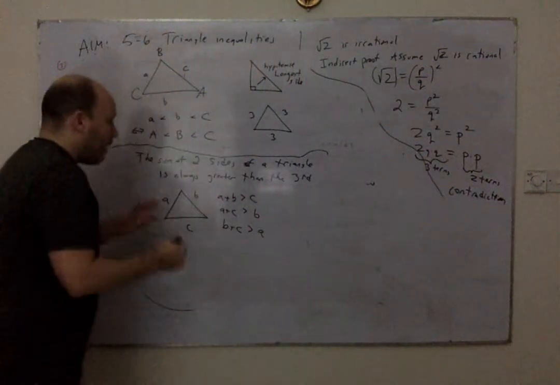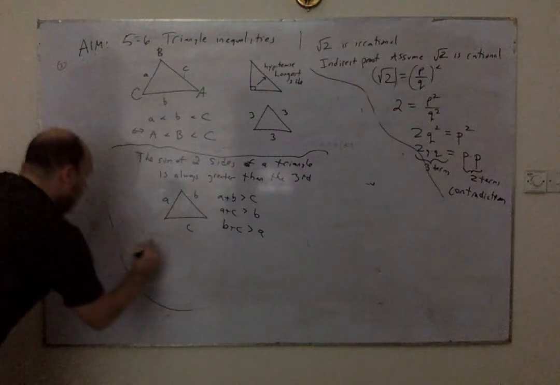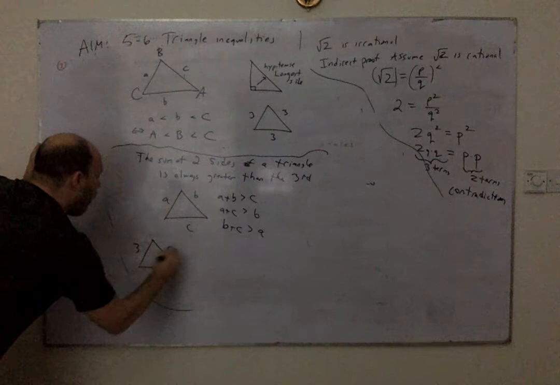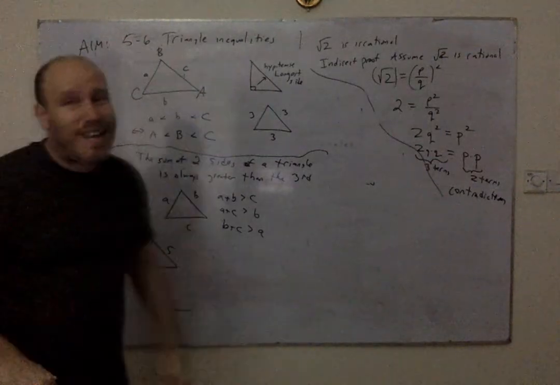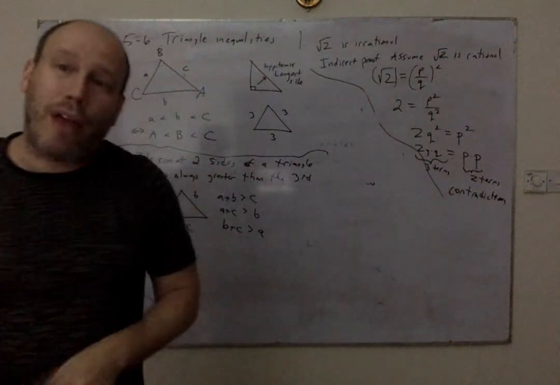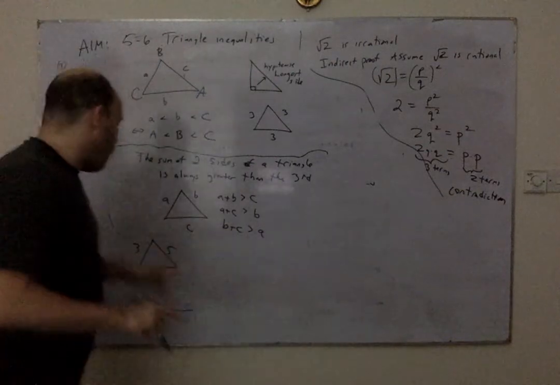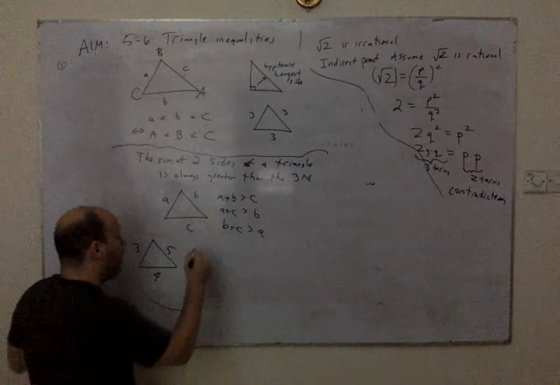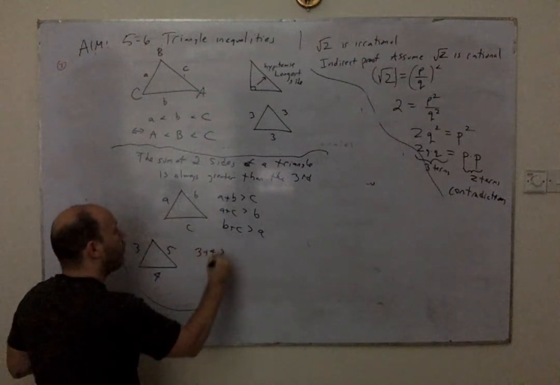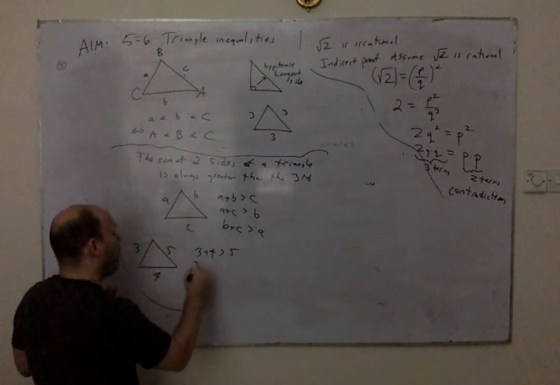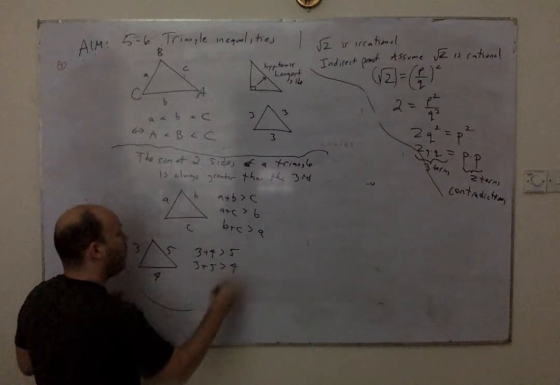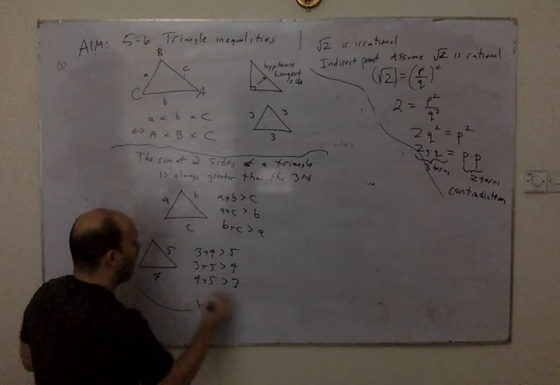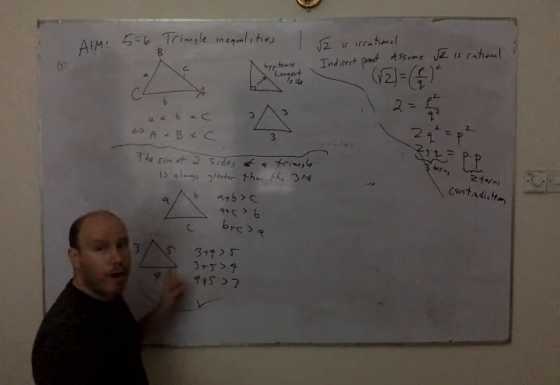And so I might give you two examples. So I might say, is this a possible triangle? 3, 4, 5. Now, of course, you might recognize it as a right triangle because it's a Pythagorean triplet. But we know it's a triangle because it's a possibility, because 3 plus 4 is greater than 5, and 3 plus 5 is greater than 4, and 4 plus 5 is greater than 3. So yes, this is a possible triangle.